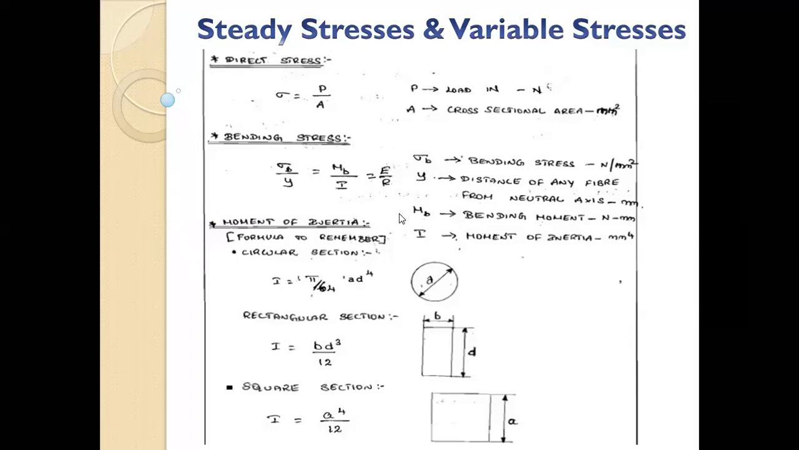Now, what is bending stress? We can take a simple example of a bench. When you are sitting on a bench at the center or anywhere, your bench will bend. It will have a curved shape. So when it has a curved shape, your top fibers will have compressive stresses, because it is getting compressed, and your bottom fibers will have tensile stress. Somewhere in between there will be a neutral axis, where there will be no stresses.